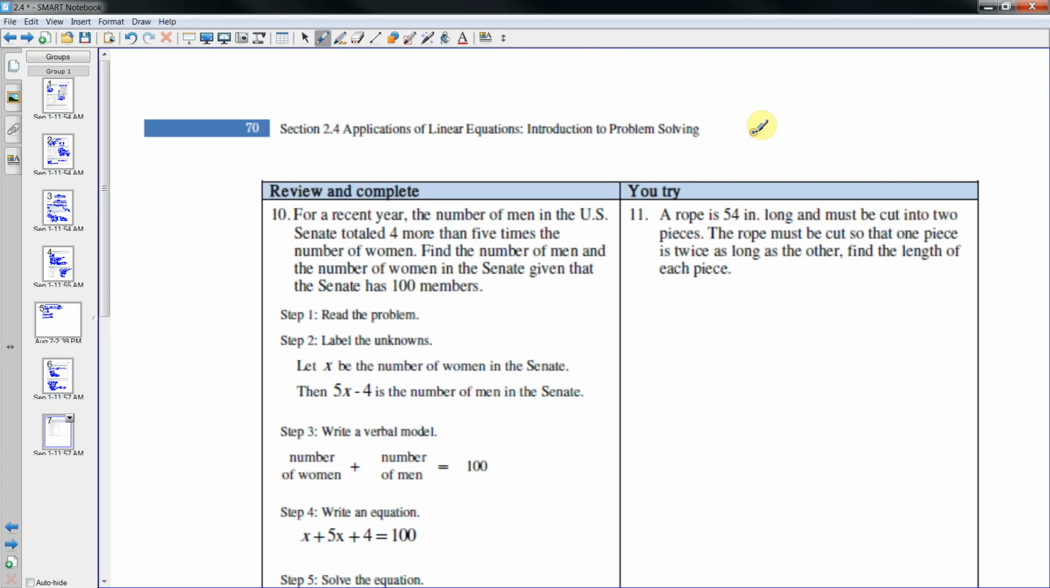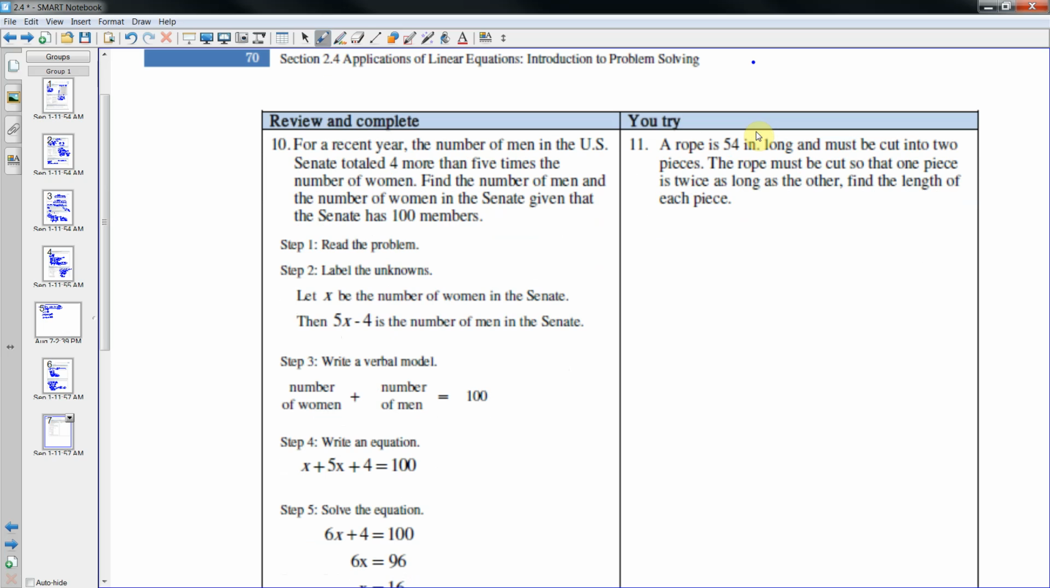I think it's a rope problem. You may see some of these in homework where you've got a rope and you've got to cut it into 2 pieces. So I don't have a picture on this one, so I like to draw the pictures. Here's my rope. It's 54 inches long, so I like to label that. So 54 inches long. And I need to cut the rope into 2 pieces. One piece has got to be twice as long as the other. So I'm going to let this be the small piece. I'm going to let that be x, and then the larger piece is twice that, so 2x.